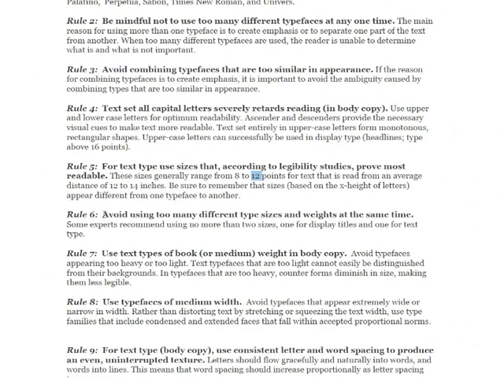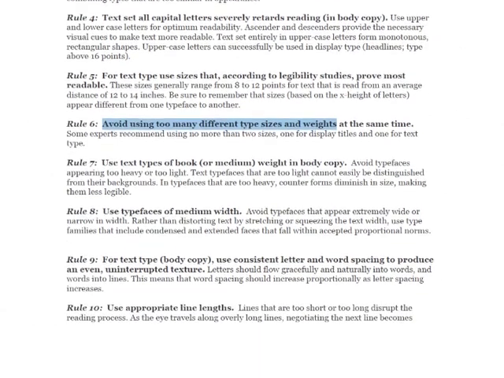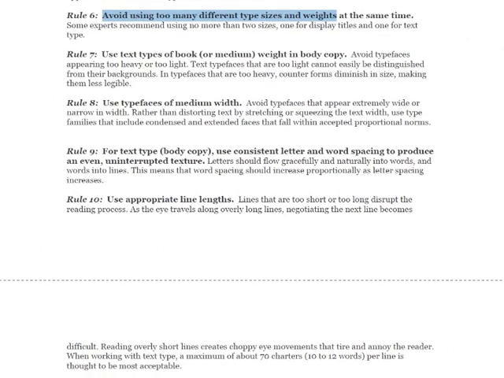Rule 6, avoid using too many different sizes and weights at the same time. Bold and thin and expanded and italic and different sizes in a paragraph. It gets busy very fast and it becomes the mark of an amateur designer. You want to keep things simple and clean.